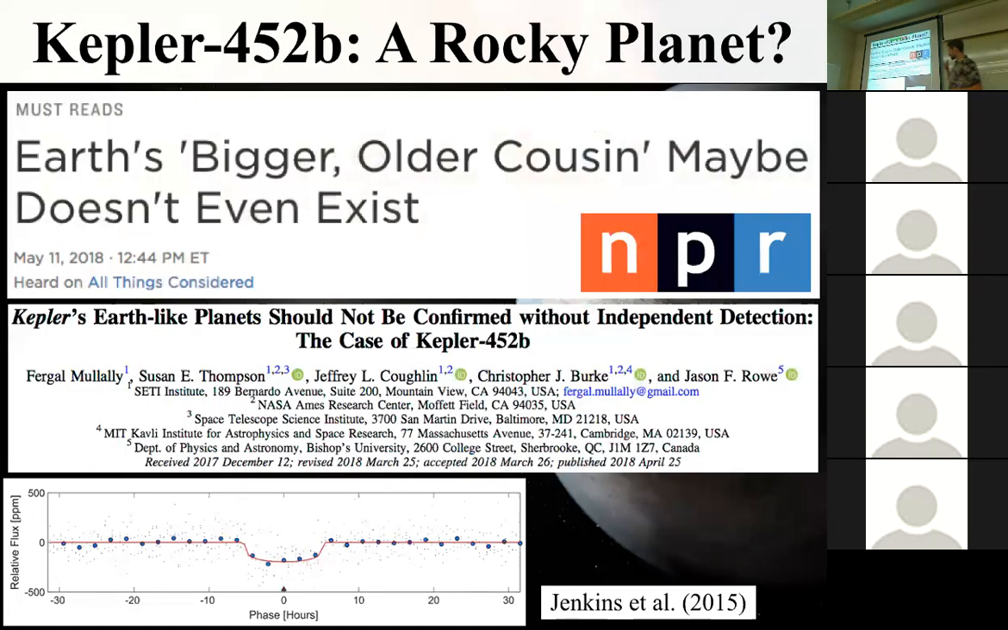And in fact, just this year, there's been another paper that now claims that this planet actually doesn't exist, and it might actually just be an artifact in the Kepler data. In fact, it was even covered on NPR: Earth's bigger, older cousin maybe doesn't even exist. And it's a tricky situation because it's so small and so far away, we can't confirm it independently. We can't go and do Doppler measurements. As I mentioned at the beginning, we're not there yet at the precision to actually confirm these. So the jury is still out on whether Kepler 452b really exists.